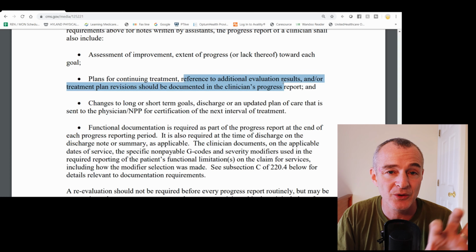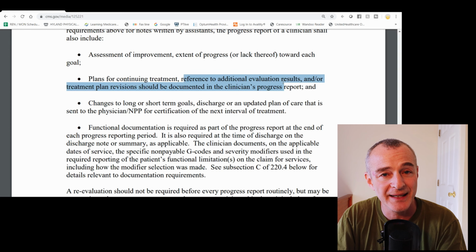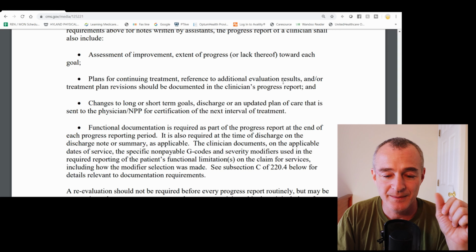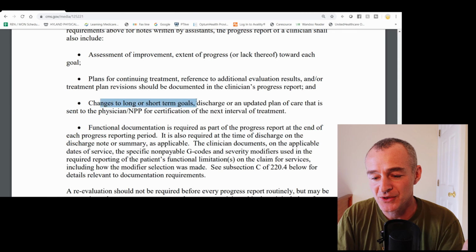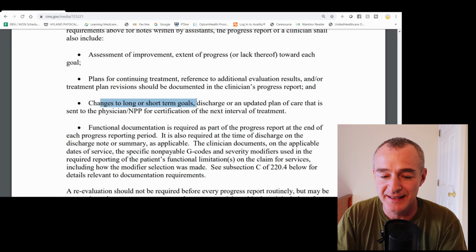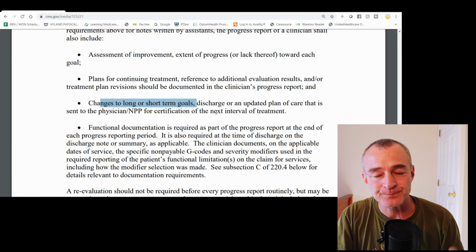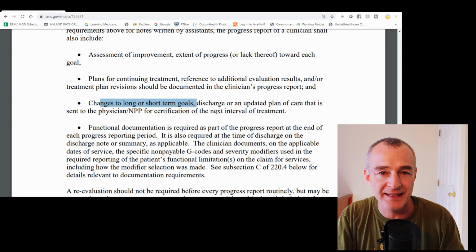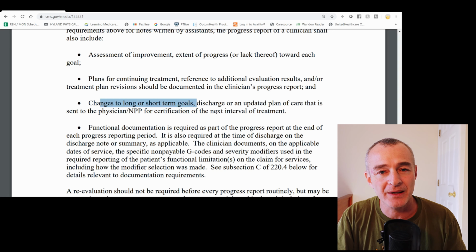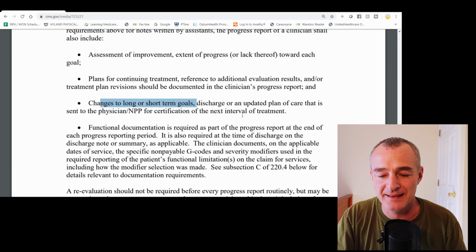That's where I was saying you might have to revise your plan of care if you realize that a patient's not going to meet one of your long-term goals. That would be documented. Changes to long and short-term goals, discharge, or an updated plan of care that's sent to the physician for certification. Anytime you're changing the plan of care, it has to be recertified by the physician. So that would be a situation where the progress report is signed by the doctor.